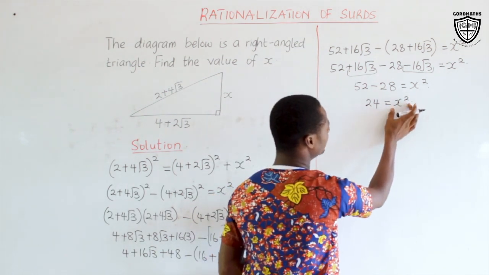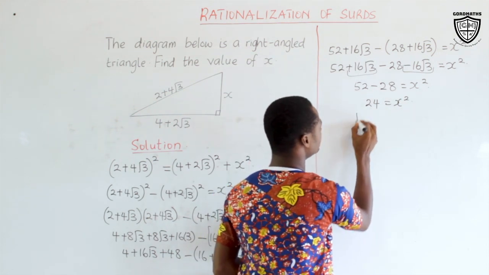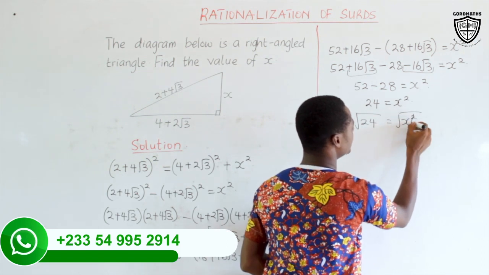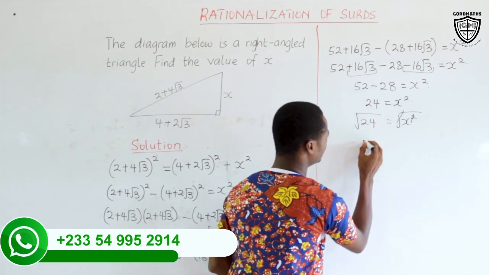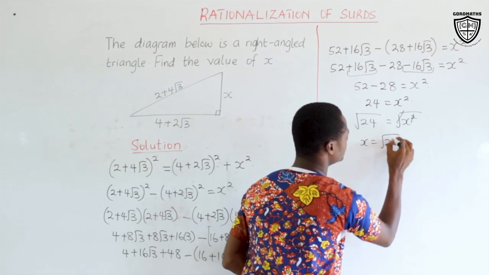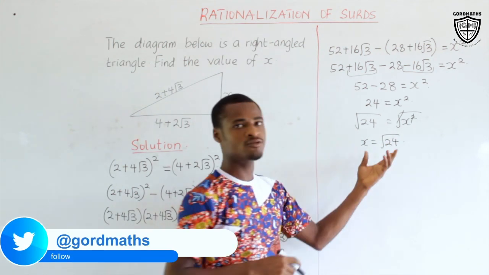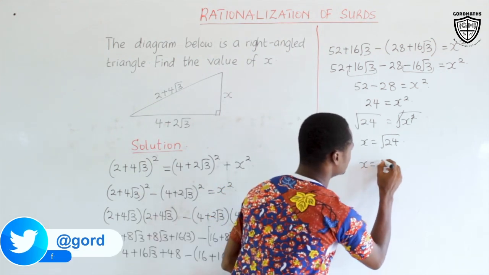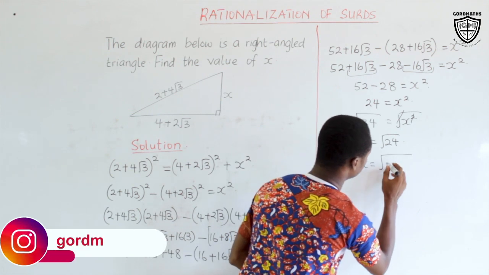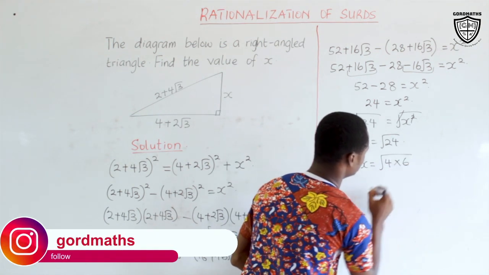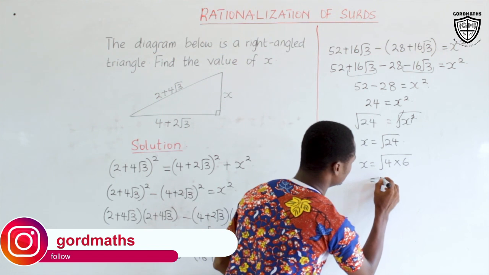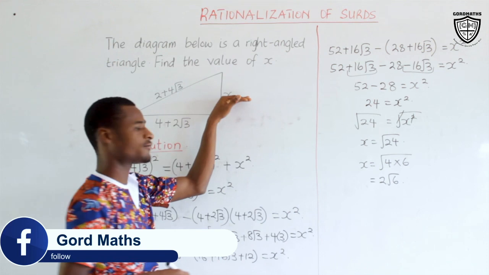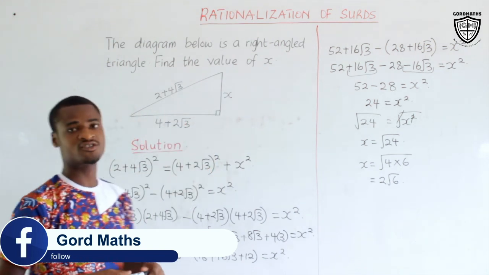So if we want to find the value of x, we take the square roots of both sides. Squared cancels square roots, and finally our x will be equal to square root of 24. Remember that square root of 24 is not in the simplest form, so we have to reduce it to the simplest form. 24 is 4 times 6, so that gives us 2 root 6, and that is the value of x from the right angle triangle below.